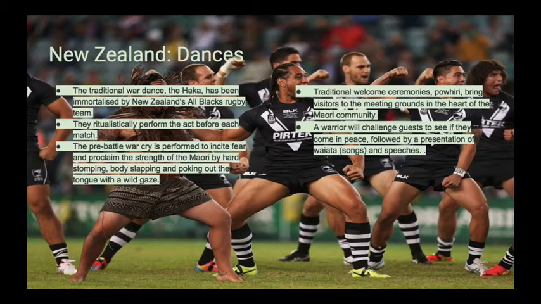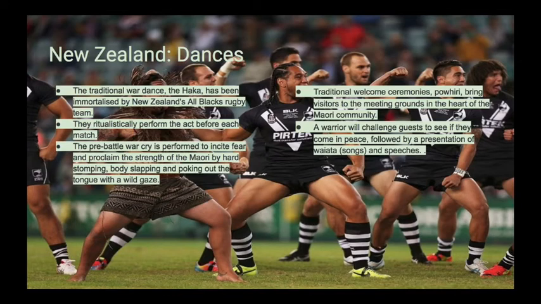For New Zealand dances, the traditional war dance, the haka, has been immortalized by New Zealand's All Blacks rugby team. They ritualistically perform the act before each match. The pre-battle cry is performed to incite fear and proclaim the strength of the Maori by hard stomping, body slapping, and poking out the tongue with a wild gaze.